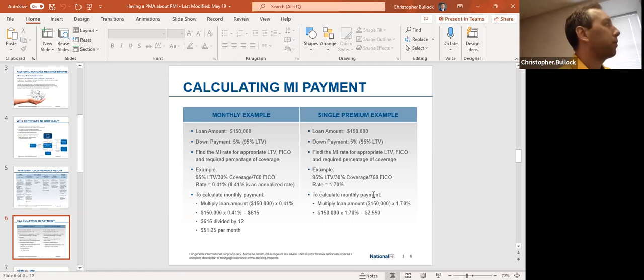So one thing that I did want to mention on this page as well, single premium. I think a lot of people don't realize this is out there, or they think it's so insanely expensive they'd never consider it. But with mortgage insurance, you don't only have to pay monthly. You can elect to pay upfront a one-time fee at closing to pay it off entirely and just make the mortgage insurance go away.